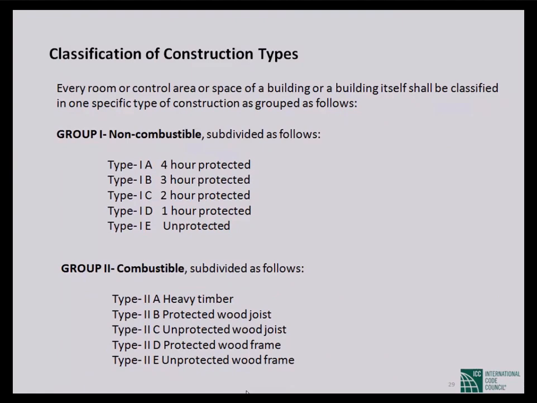Now I would like to talk about the classification of construction types. That is again a very deciding factor for building fire safety issues. Previously, as per BNBC 2006, buildings were classified into 4 types: type 1, type 2, type 3, type 4. There were no subgroups A, B, C, D like this. It was totally different previously.